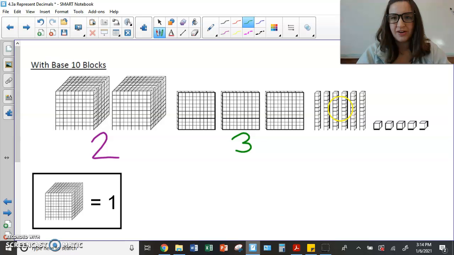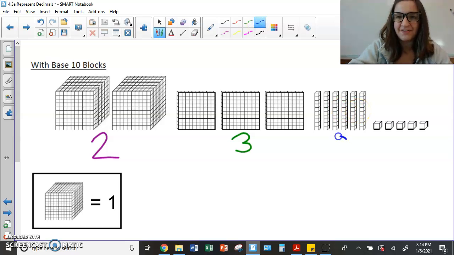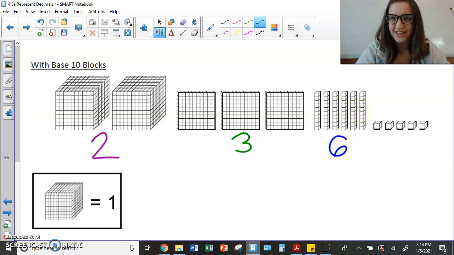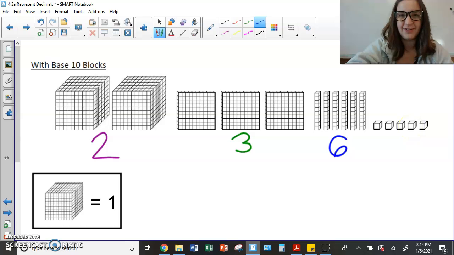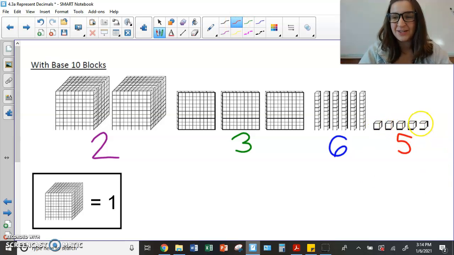There are 6 of these rods right here. I could fit 100 of these rods in this cube. So that means that these represent my hundredths. And I have 5 of these cubes right here, and I could fit 1,000 of these units inside of this cube, which makes this my thousandths place.